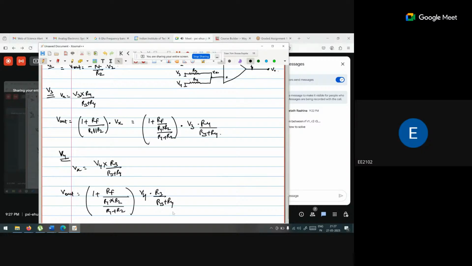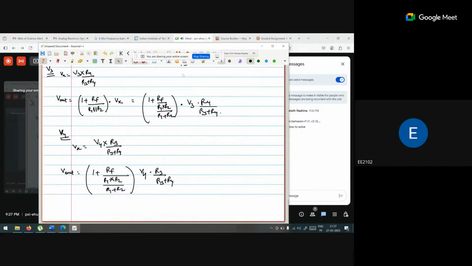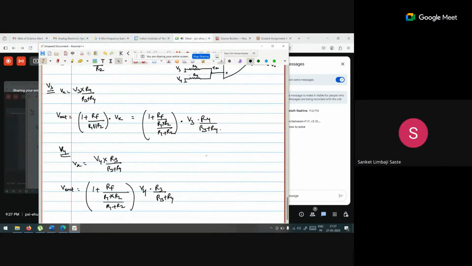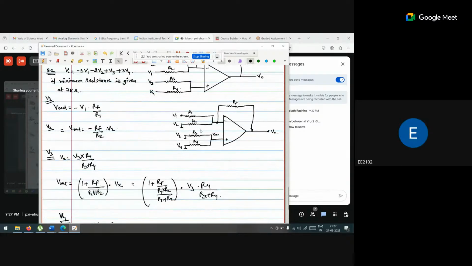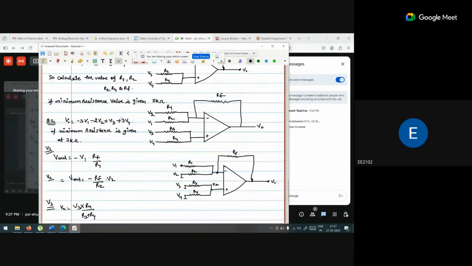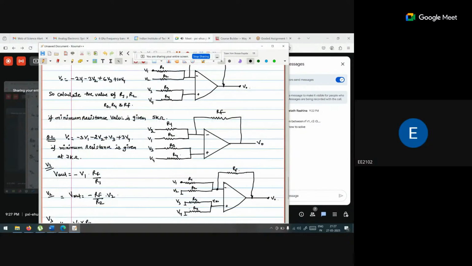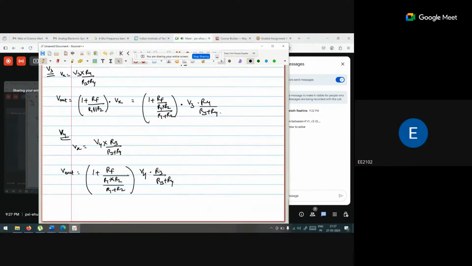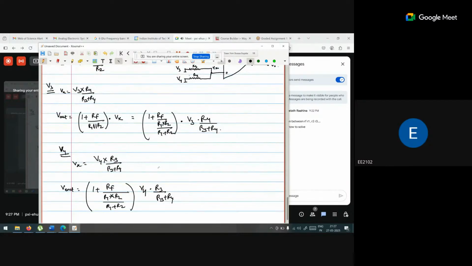Okay. Now the overall voltage is what? Minus 2 times. So can I compare the V1, V2, V3 and V4, because all voltages will be added? So we are getting one relation, which is RF by R1.